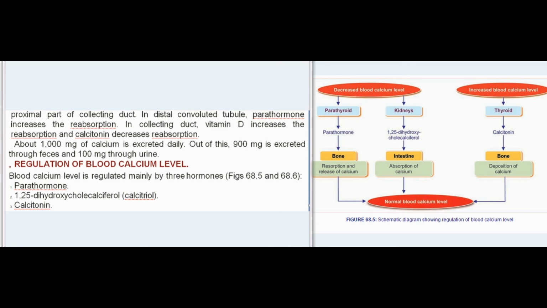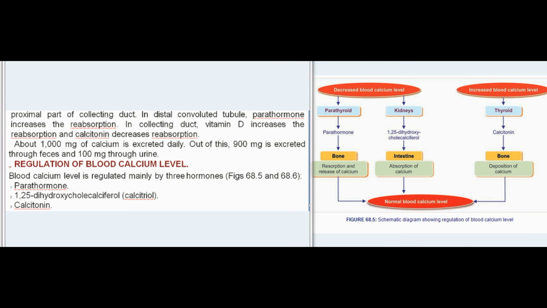In distal convoluted tubule, parathormone increases the reabsorption. In collecting duct, vitamin D increases the reabsorption and calcitonin decreases reabsorption. About 1,000 milligrams of calcium is excreted daily. Out of this, 900 milligrams is excreted through feces and 100 milligrams through urine.